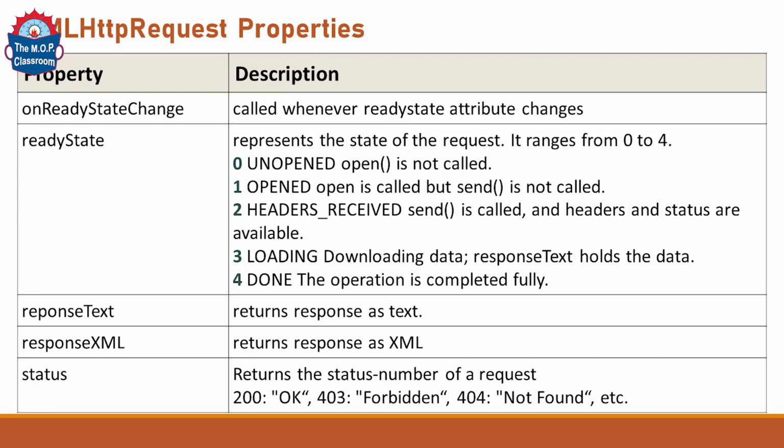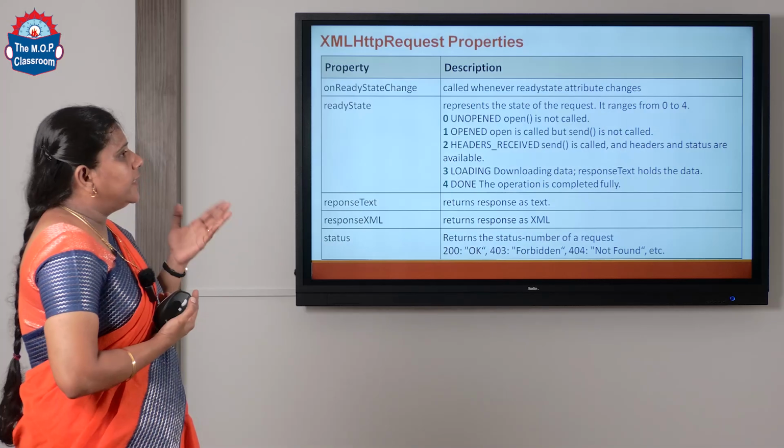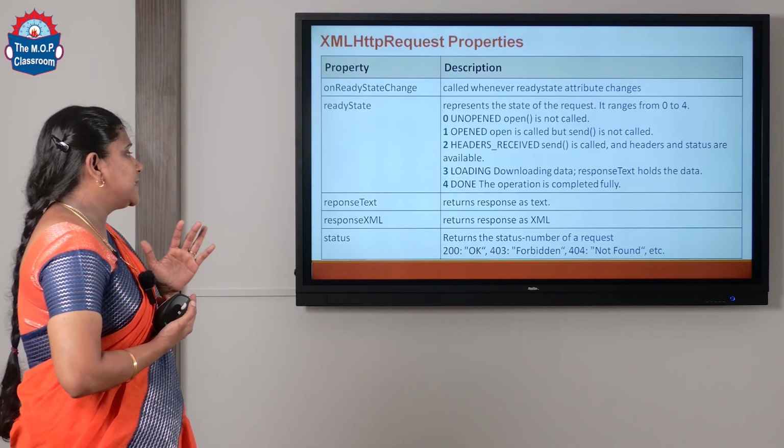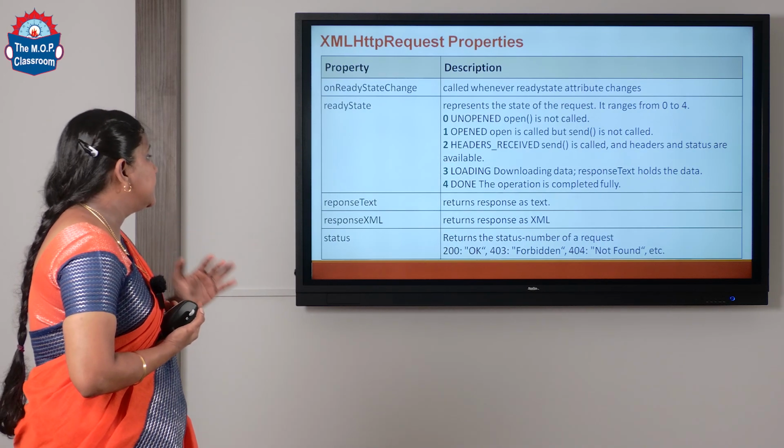0 means it is unopened, that is open is not called. 1, open is called but send is not called. Number 2, headers received, that is send is called, and headers and the status information are also available. Number 3, downloading the data, that is responseText holds the data here. 4, the operation is completed successfully, that is it is done.